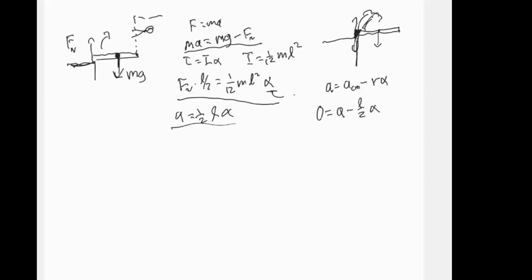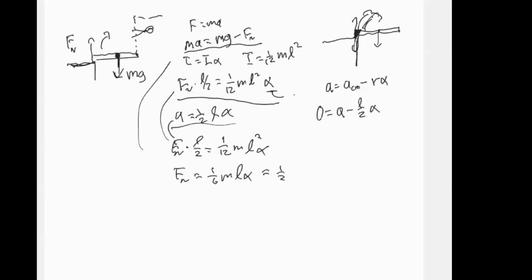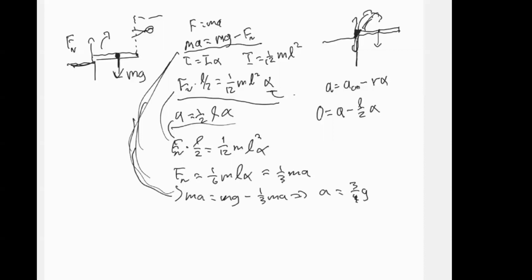Well, where should we substitute? Let's substitute in this first. So Fn times L over 2 equals 1/12 mL squared alpha. We can divide both sides by L over 2. Fn equals 1/6 mL alpha. And then this will just be equal to 1/3 mA. All right. Then we can substitute that back into this equation here. mA equals mg minus 1/3 mA. And this will give its acceleration, which should be 3/4 g. And then if we have to find its normal force, we plug this back in.